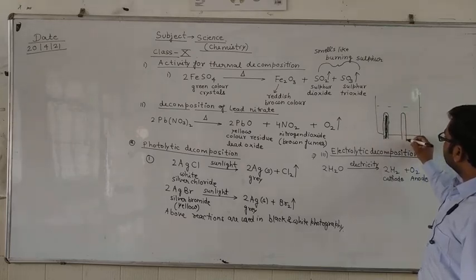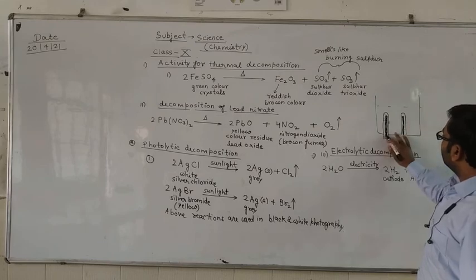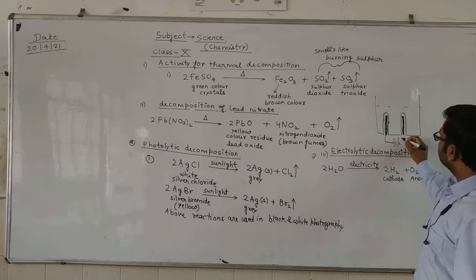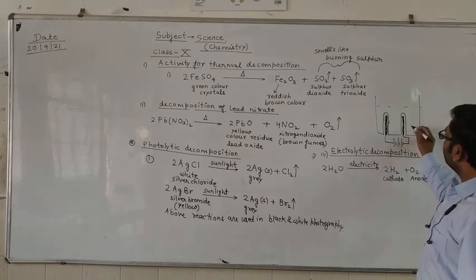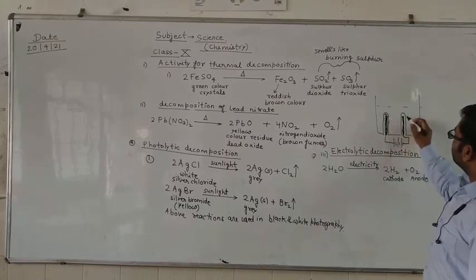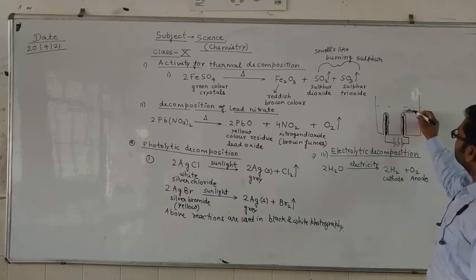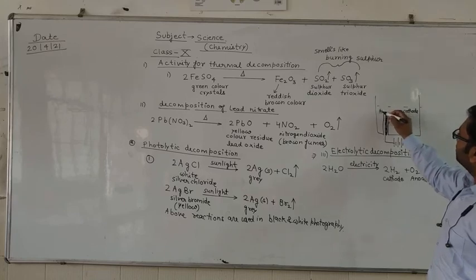This is a test tube, and these are the electrodes. Graphite is a good conductor of electricity. Now what we will do? We connect these with the help of a battery. The positive terminal is connected with this electrode, so this is the anode, positive, and the negative terminal is connected with this electrode, that is the cathode. This is our cathode, and this is our anode.